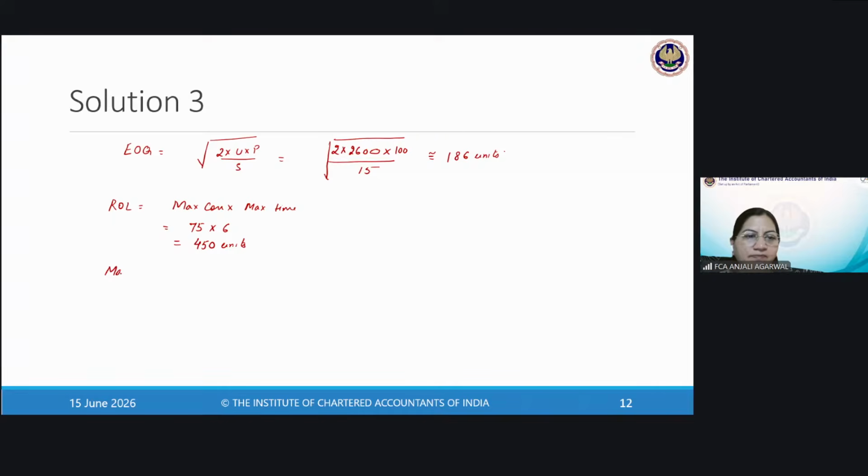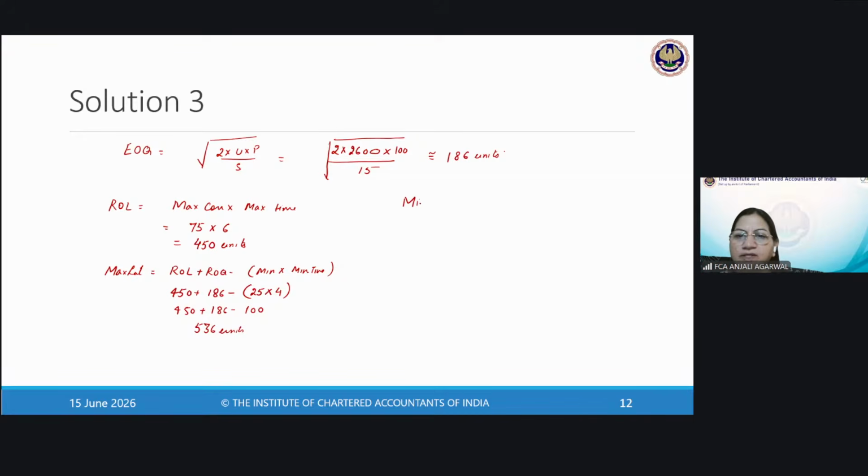What's the maximum level? It's reorder level plus reorder quantity minus minimum consumption into minimum time. 450 plus 186 minus minimum consumption, which is 25 units per week, and minimum time is 4 weeks. So 450 plus 186 minus 100. 536 is the maximum level.